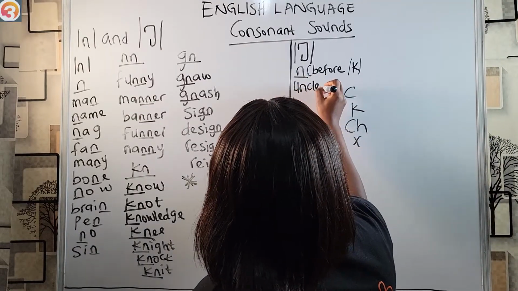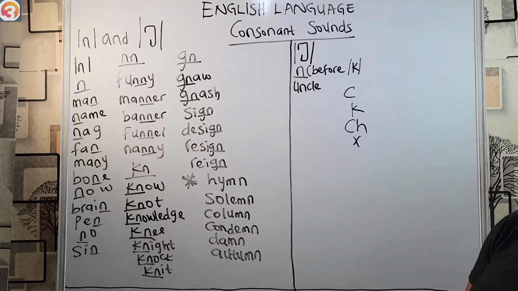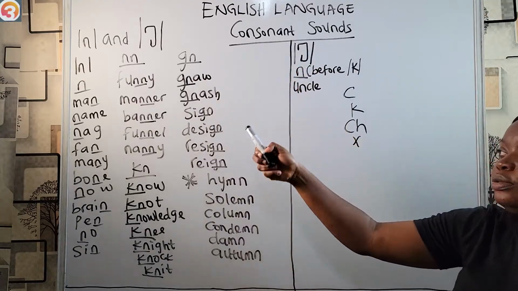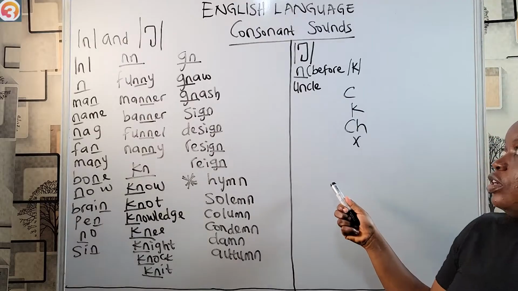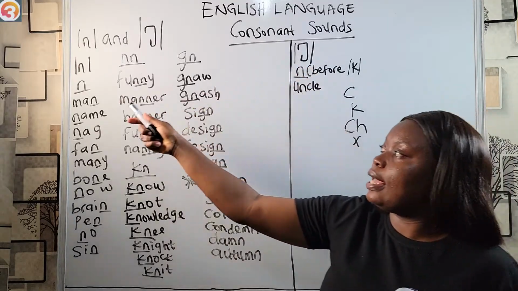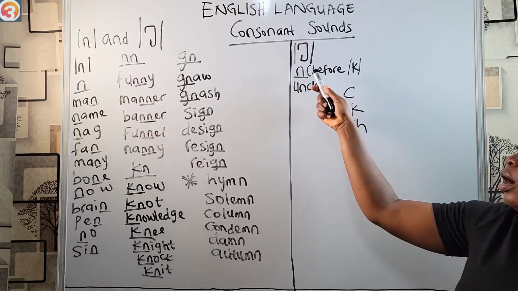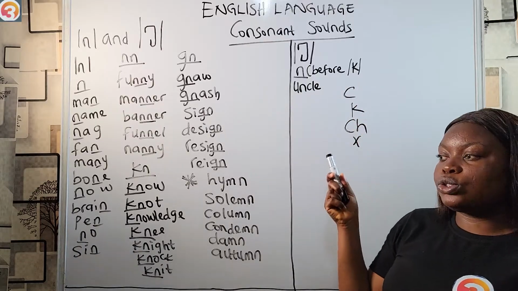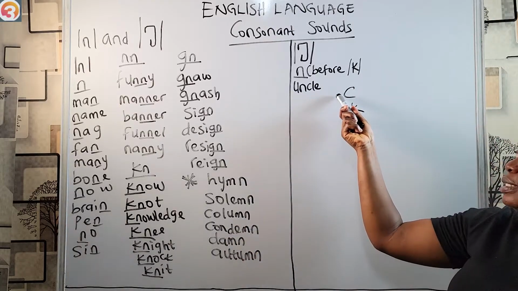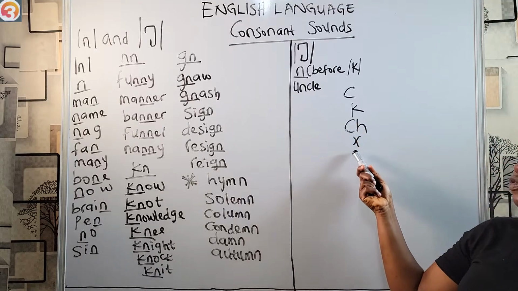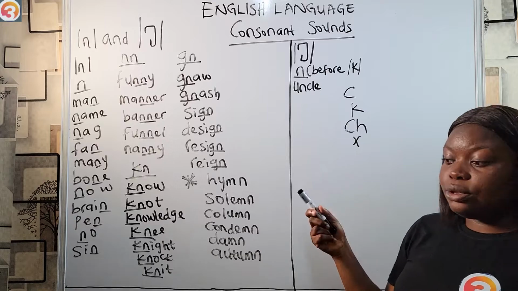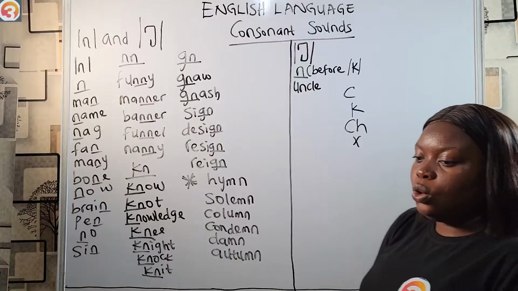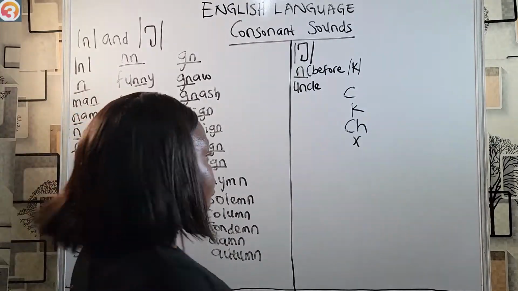Uncle, ankle. So this is a k here. This N contains the ng sound rather than n. To differentiate N that carries ng and N that carries n, for the ng, the N comes before consonant K, not letter K, but consonant K. The K can be produced by letter C, letter K, letter CH, or even letter X, as long as the sound is what we are looking at here, not the letter. So if N is coming before the sound K in words, we classify it as ng, not n.